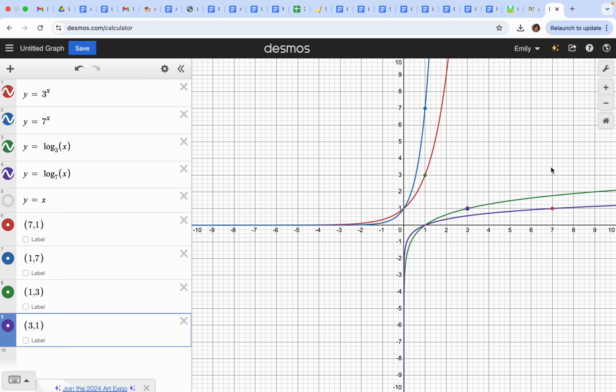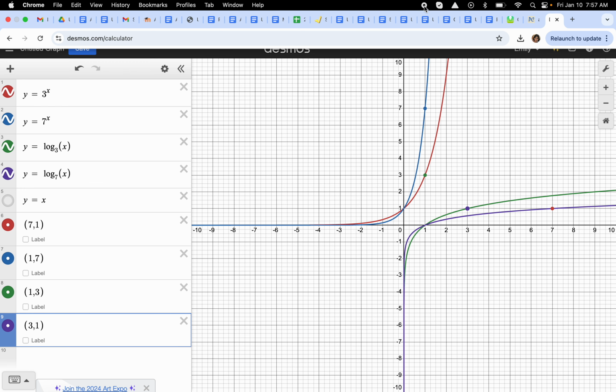All right, so maybe it'll help to first think about these in terms of exponential and then think about switching the x's and y's to find the log. Let me know if that helps or if you have more questions.